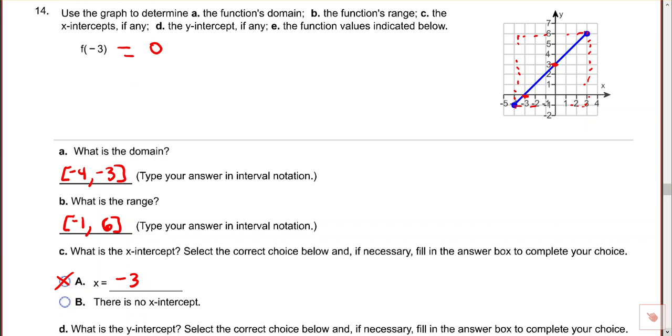What if it asks what is f of -2? So it's saying if x equals -2, what is the value of y? So if I go to -2 on my x-axis, I would have to go up. And I see here that y is equal to 1. So again, that's how you look at those graphs when you're being asked for the value of the function.